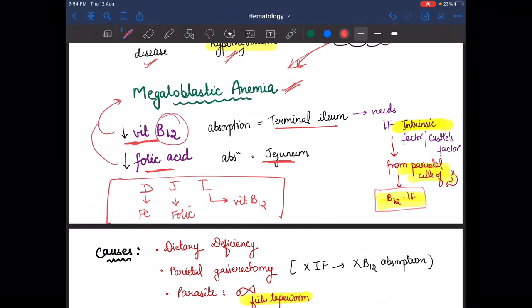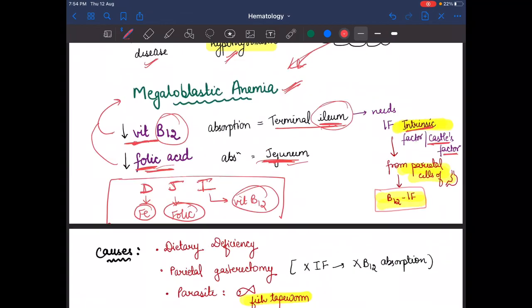B12 absorption site is the ileum and folic acid absorption site is the duodenum. As I already told you above, the duodenum is also the site for iron absorption. Folic acid gets absorbed from the duodenum or jejunum, and vitamin B12 gets absorbed from the terminal ileum. For absorption of vitamin B12 we need the intrinsic factor, or the Castle factor.